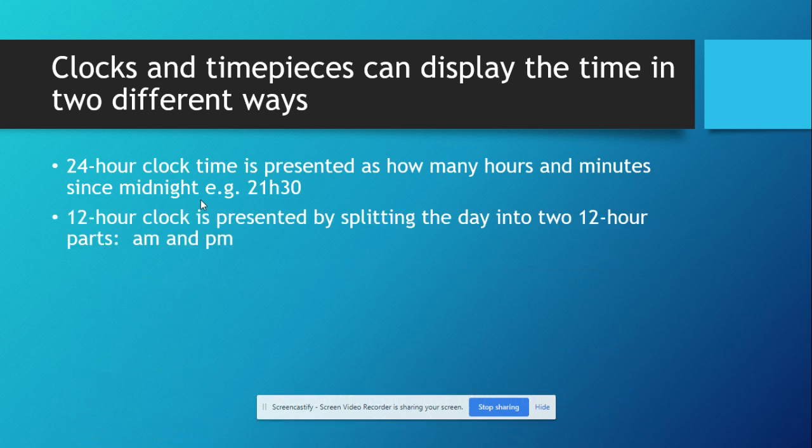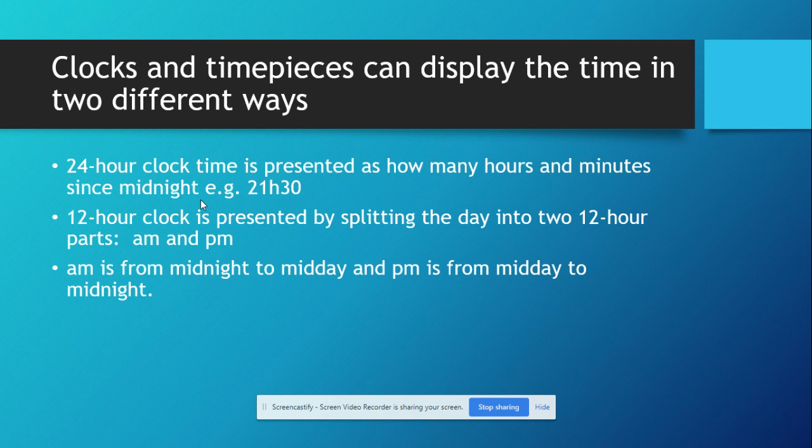Okay. The 12-hour clock is presented by splitting the day into two 12-hour parts, AM and PM. So you see the difference there. AM is from midnight. So remember, midnight starts at 0. That's when the day actually begins. It's 0000. That is midnight, okay? To midday, which is 12 noon. And PM is from 12 noon to midnight, which goes back to 0000.